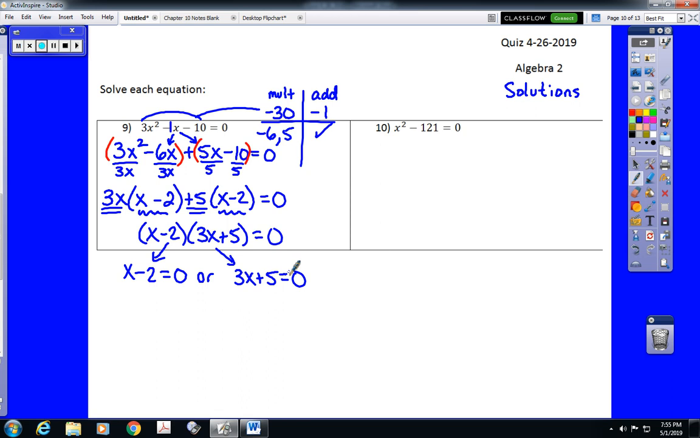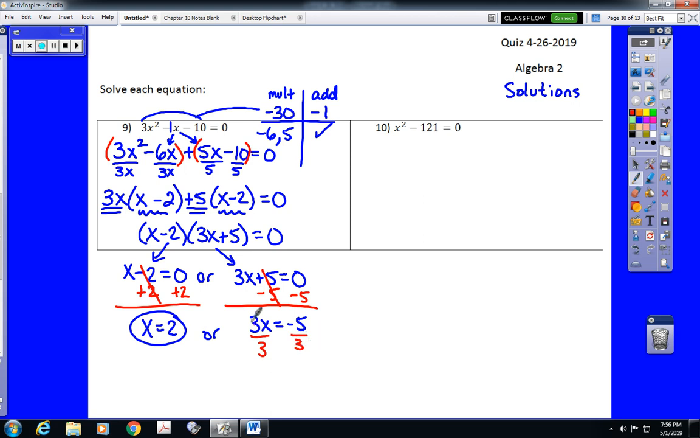Now this is a little bit harder than the previous example because the second one isn't a one-step equation. We still add 2 to each side, and we get one solution that's easy. X equals 2 is a solution. The other one is a two-step equation. So we start by subtracting 5 from each side, which gives us 3x equals -5. And then we divide by 3. So our second solution is x equals negative 5/3.